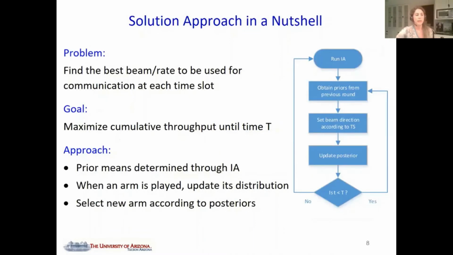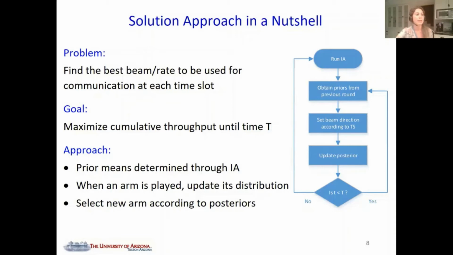So to briefly recap, before we go into more technical details, the problem that we are trying to solve here is: how can we find the best beam and rate to be used along that beam for communication at each time slot?